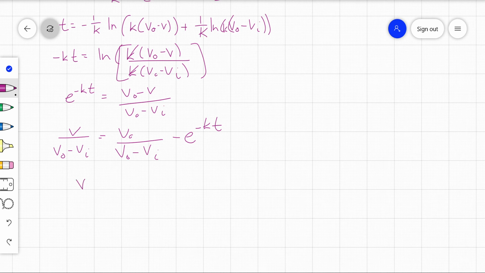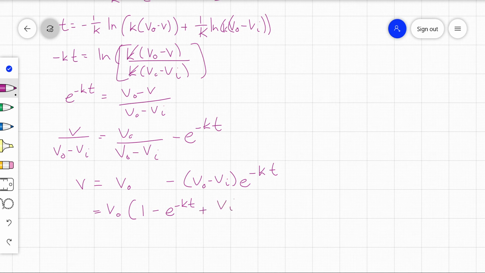Alright, but we only want v, so let's multiply everything by v0 minus vi. So you can see this is just going to be a v0. If I multiply this one by v0 minus vi, it's a bit more exciting. And I can also see from what I'm trying to get that they factorize by a v0, so I'm going to factorize by a v0. So here you can see I'm going to get a minus v0 e to the minus kt, so that can be factorized. But I'm also going to get a plus vi e to the minus kt.